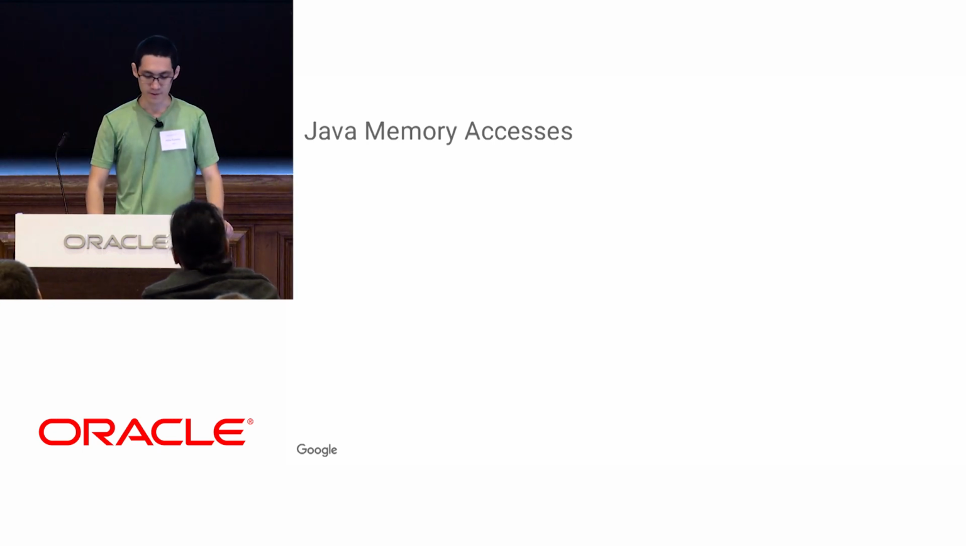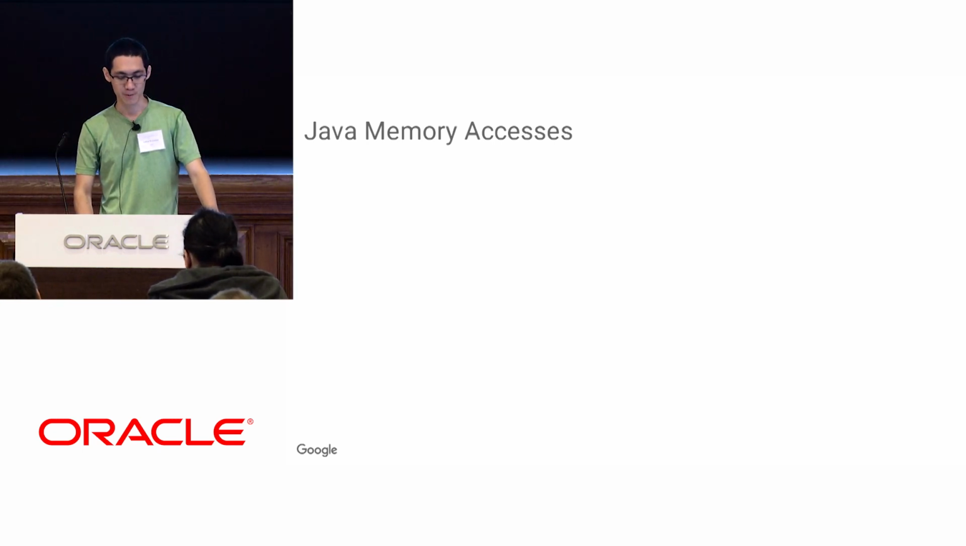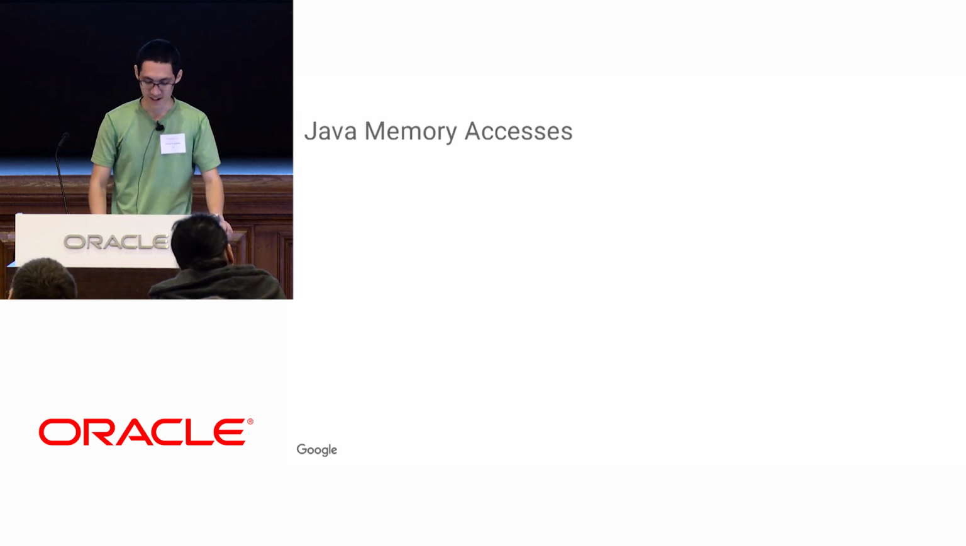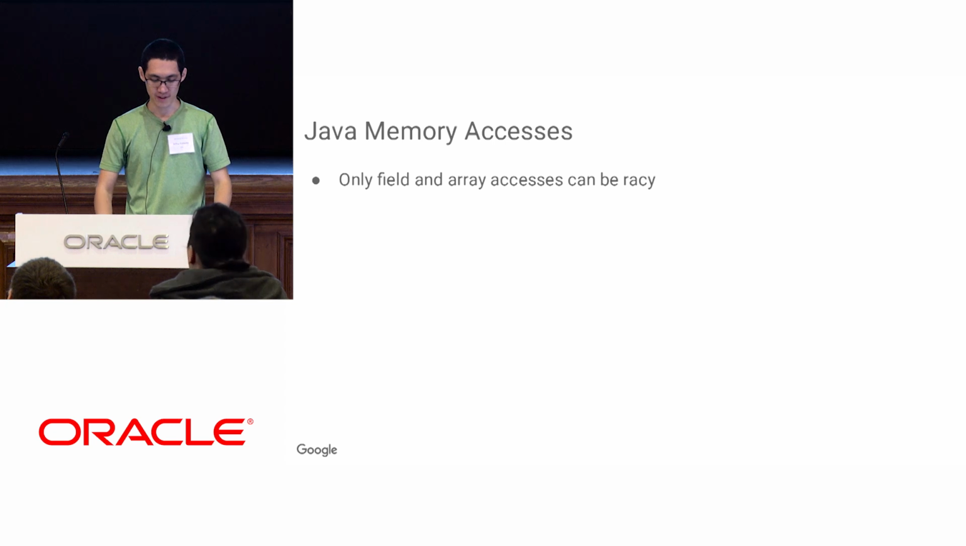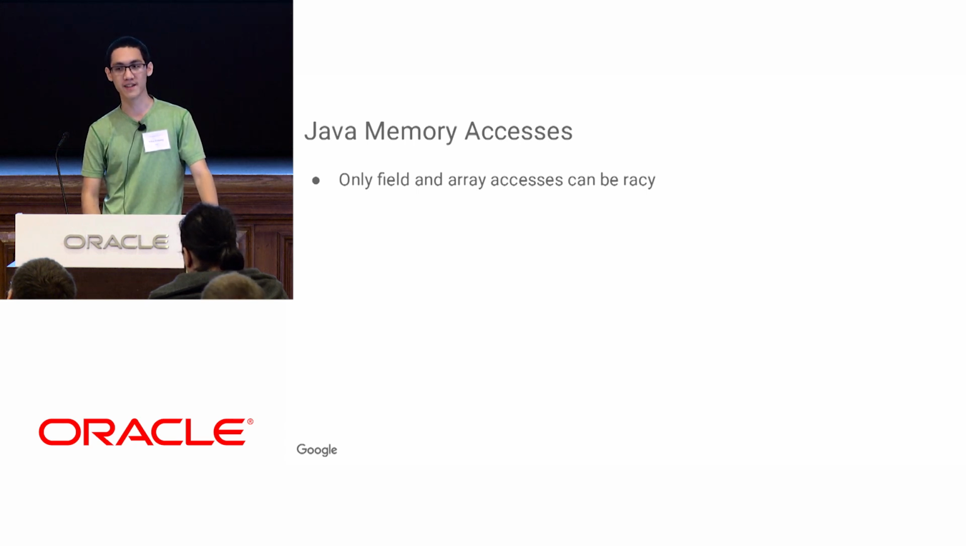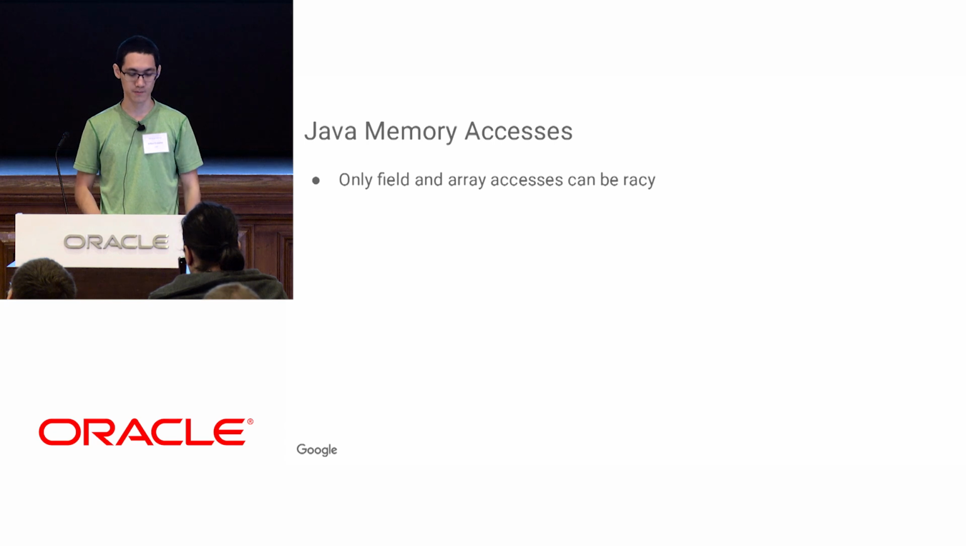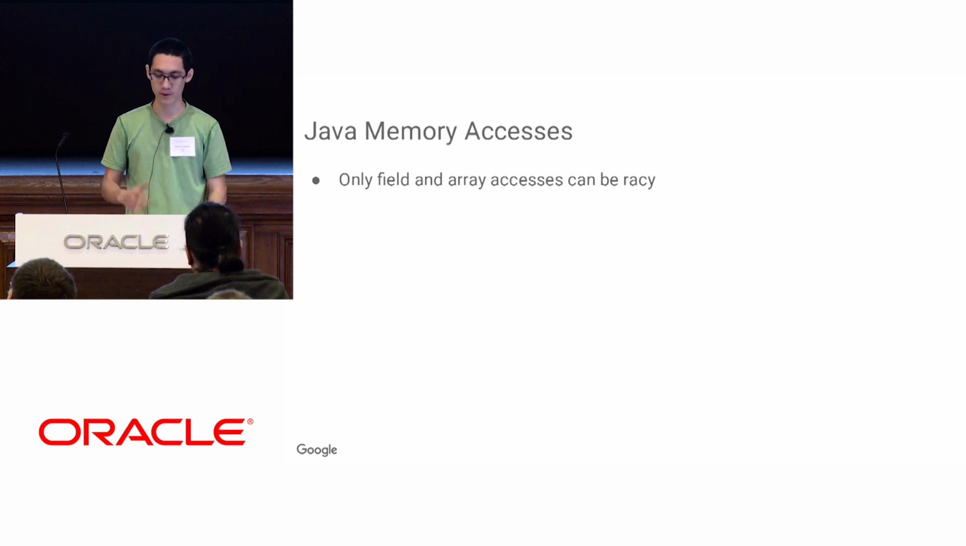Okay, so we've instrumented synchronization. Now we have to tell TSan about the actual memory accesses. That's where the races are. One thing to know is that in Java land, only fields and array accesses can be racy. Other things like reading and writing from the stack are all local to a thread, so those can't be racy. So we only instrument these.